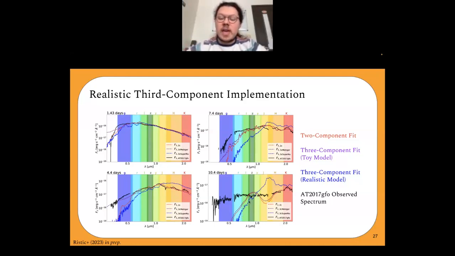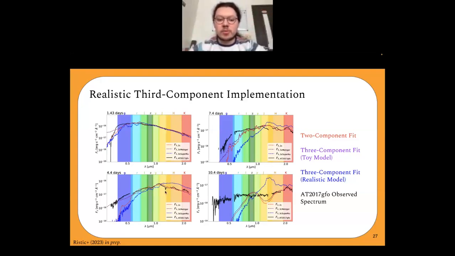So A, it's clear that this approach did not work, but B, the reason we think this might be happening is that the elements that we added with this third component actually increased the opacity in the G and R bands, absorbing the photons that would have been originally emitted in the two-component model, and then reprocessing them to lower energies, or as you might think, higher wavelengths. That is why we see this boost in the J, H, and K bands starting at 4 days, propagating at 7 days, and really showing at 10 days. So we effectively took photons from the G and R bands and moved them to the infrared bands, which we didn't want.